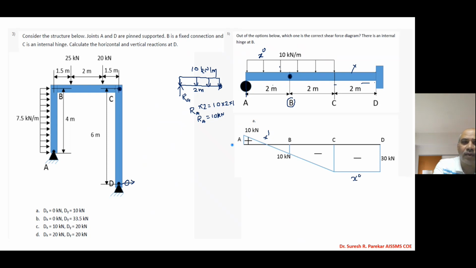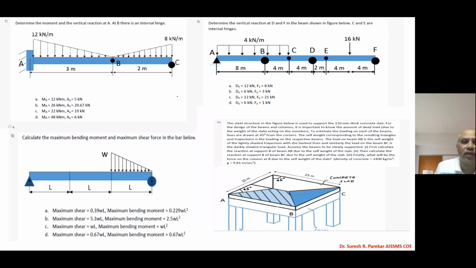So likewise, we have to see the actual problem. Here also you have to take moment about B equal to 0. Again, you have to go with all total load. We have half into 8 into 2. And here we have to go with total load half into 12 into 3. And now we have an internal hinge about B. So if we take moment about B, we will get RC.